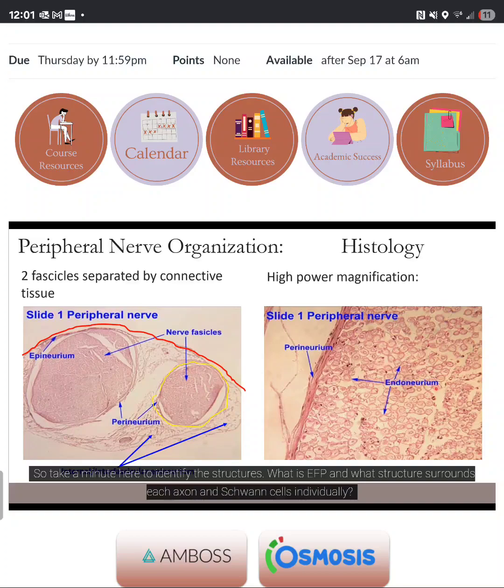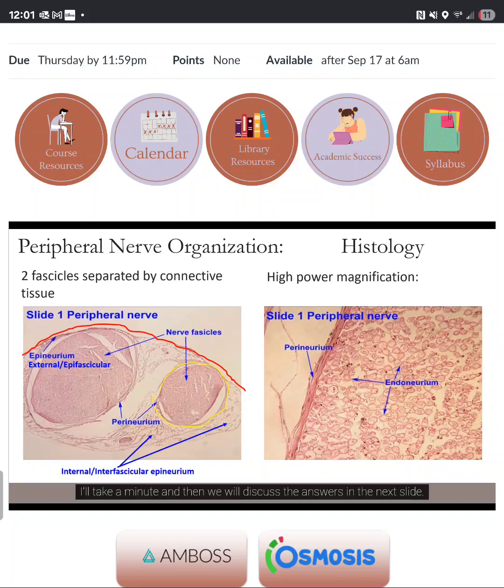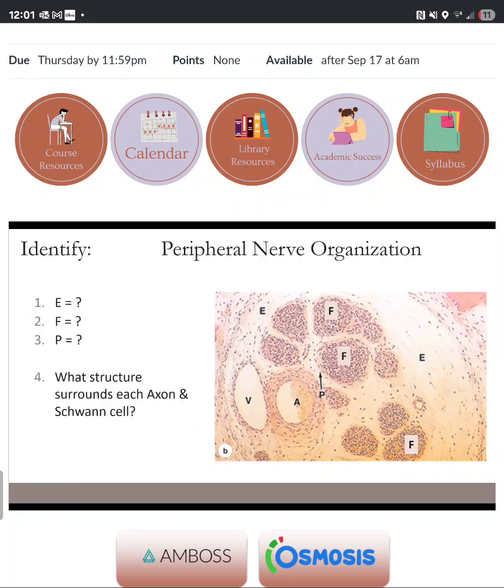So take a minute here to identify the structures. What is E, F, P, and what structure surrounds each axon and Schwann cells individually? Take a minute, and then we will discuss the answers in the next slide.